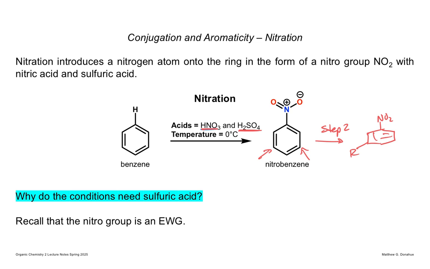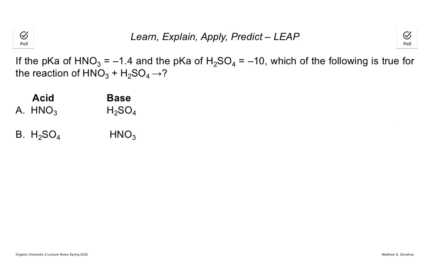So a little bit about the nitration mechanism. Why is there sulfuric acid? And this is weird to think about. You're using 2 acids, but one of them is going to behave as a base. And we know that the action of a base is to abstract a proton. The pKa of nitric acid is negative 1.4. Sulfuric acid, negative 9 or negative 10. Which of the following is true for the reaction of nitric acid with sulfuric acid?